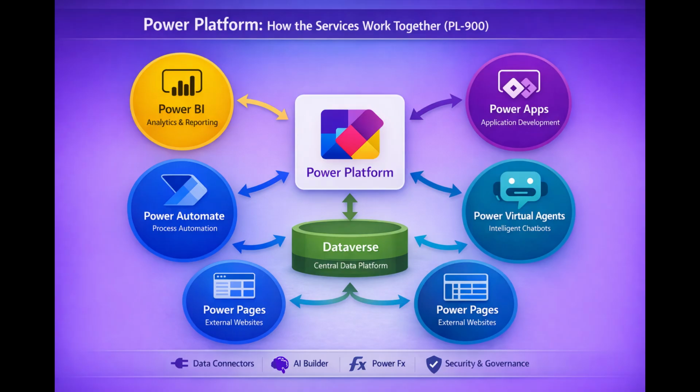A Power Automate flow sends an approval request. Employees use Power Apps to process the request. Managers view performance data in Power BI, and Copilot helps users build, analyze, and improve the solution faster. This is a complete end-to-end business solution.